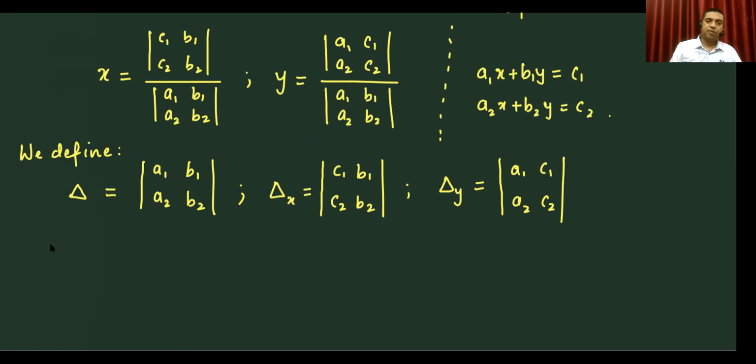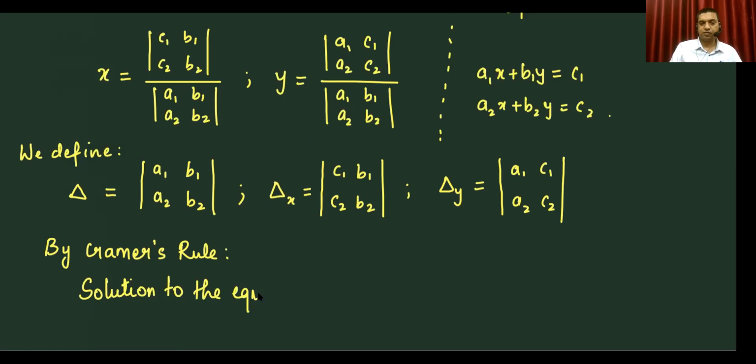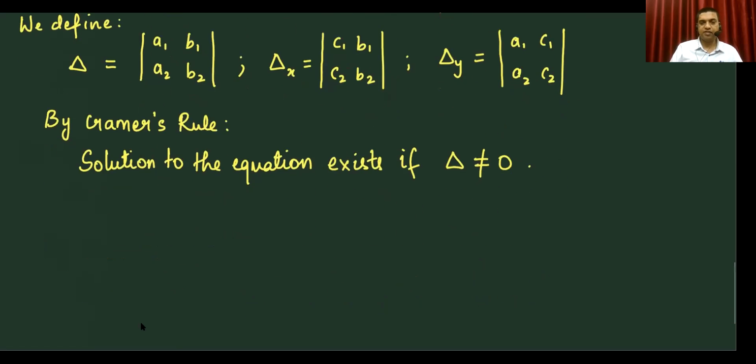So by Cramer's rule, a solution to the equation exists if delta is not equal to 0. All right. If delta is not equal to 0, a solution will exist.